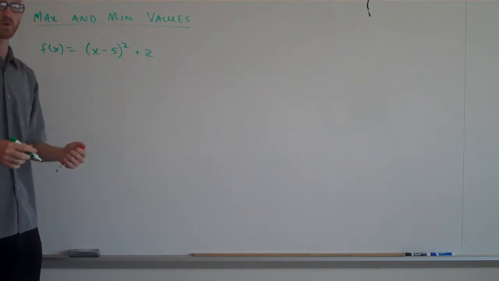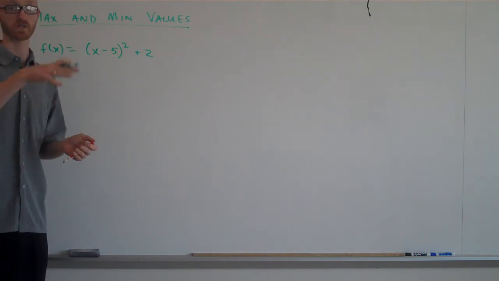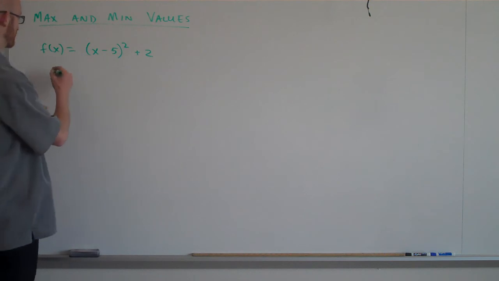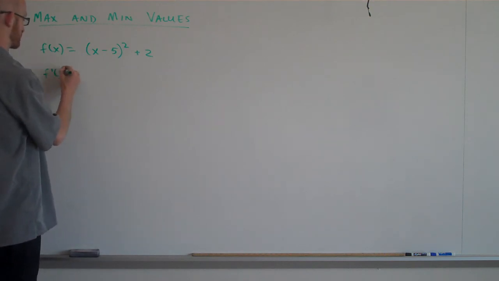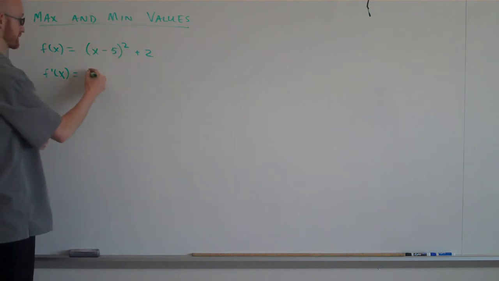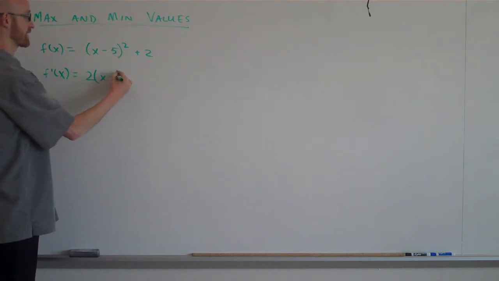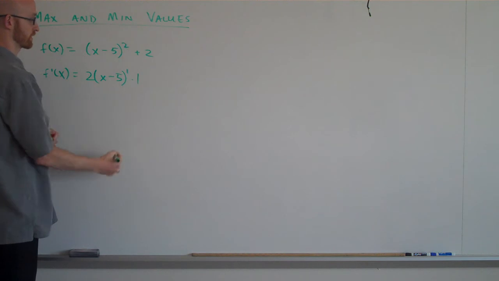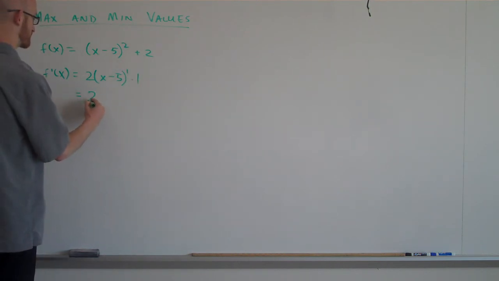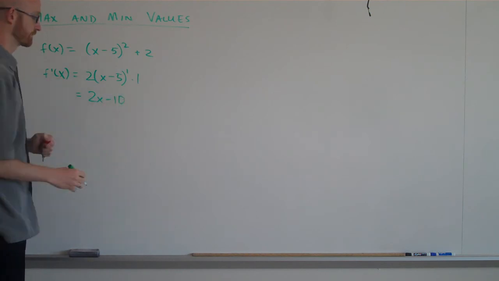So if we were hunting for its minimum value, since we know it has a minimum value, since we already know it's parabolic, what we would do is find the derivative. To find this derivative, we of course need to employ the chain rule. 2 times (x minus 5) to the first times 1, and then the derivative of 2 is 0, so we can also say the derivative is 2x minus 10.